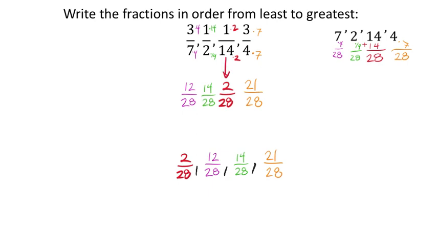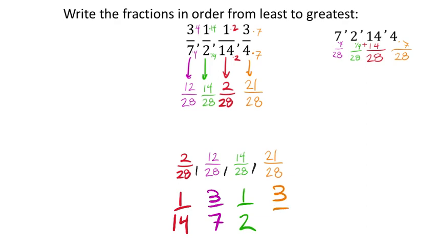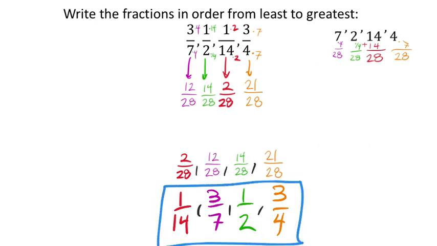Start with the 2/28. I'll start with the smallest one. That came from 1/14. 12/28 came from the 3/7. 14/28 came from the 1/2. And 21/28 came from the 3/4. So this now has listed the original fractions in order from least to greatest, and that's our answer.